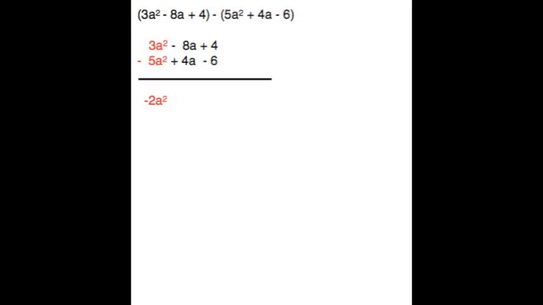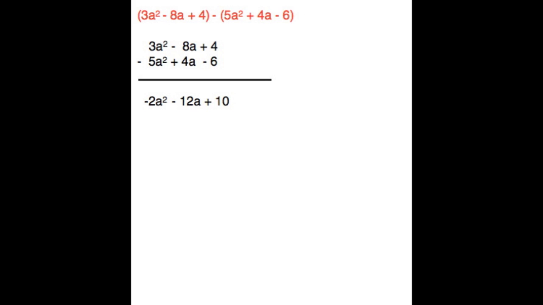Now, let's go ahead and combine the like terms. We have 3a squared minus 5a squared. This is negative 2a squared. Next, we have negative 8a minus 4a. This is negative 12a. Lastly, we have a positive 4 minus a negative 6. Remember, when we subtract a negative, it's really adding. So this would be 4 plus 6, which is 10.